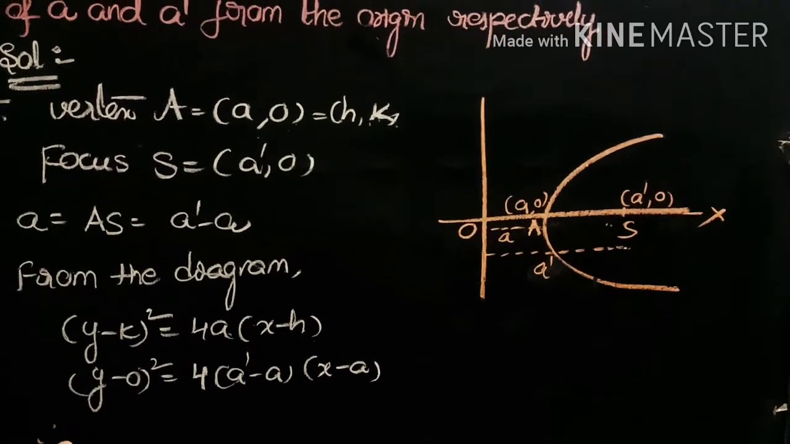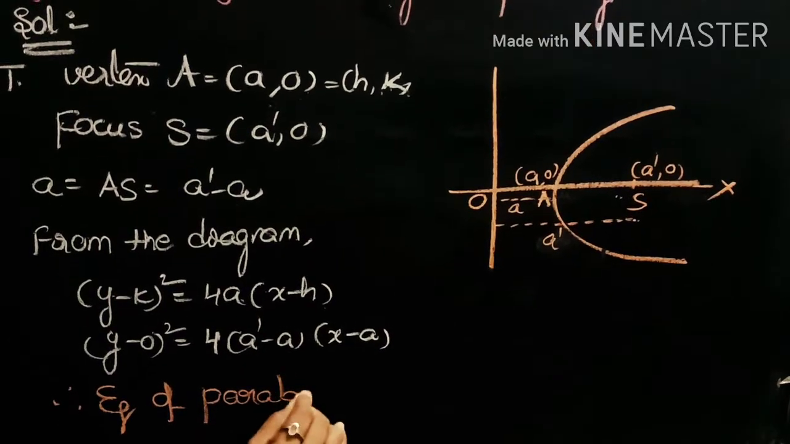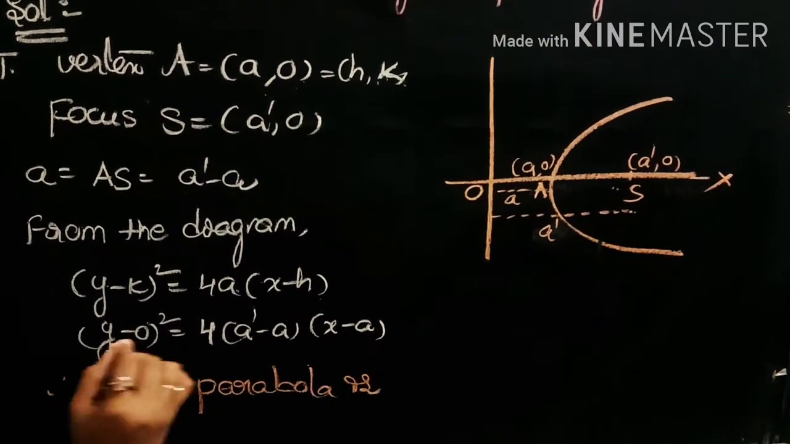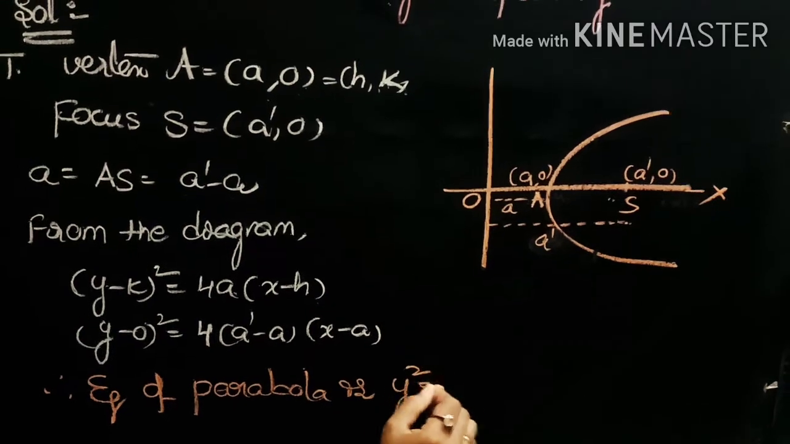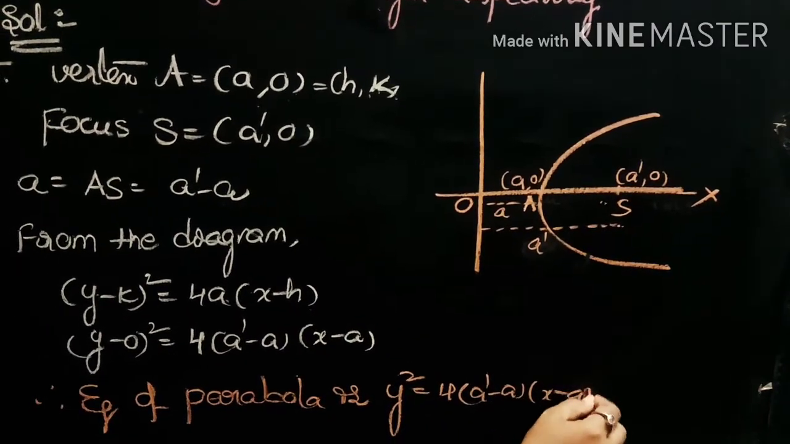Therefore the equation of the parabola is (y minus 0) whole square, that is y square, is equal to 4 into (a dash minus a) into (x minus a). That's all.